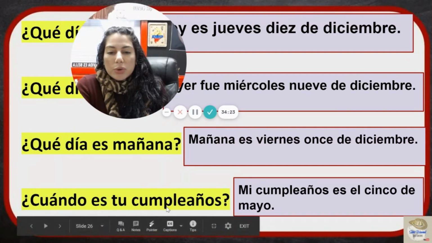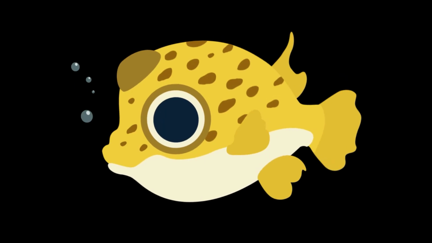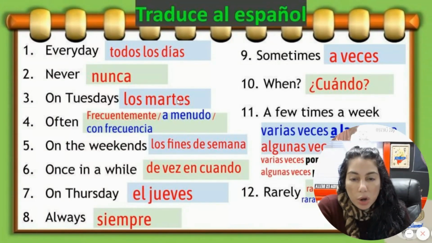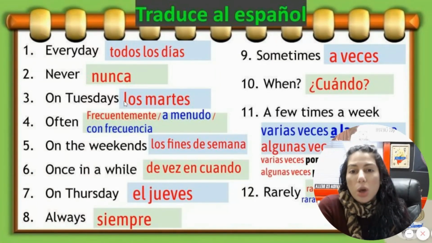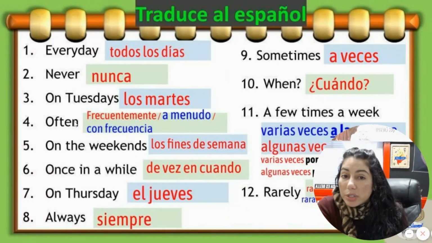¿Y cuándo es tu cumpleaños? Mi cumpleaños es el 5 de mayo. Es el 5 de mayo. Every day is todos los días. Never is nunca. On Tuesdays, los martes. So if you want to say, I go to school on Tuesdays, you would say, voy a la escuela los martes.